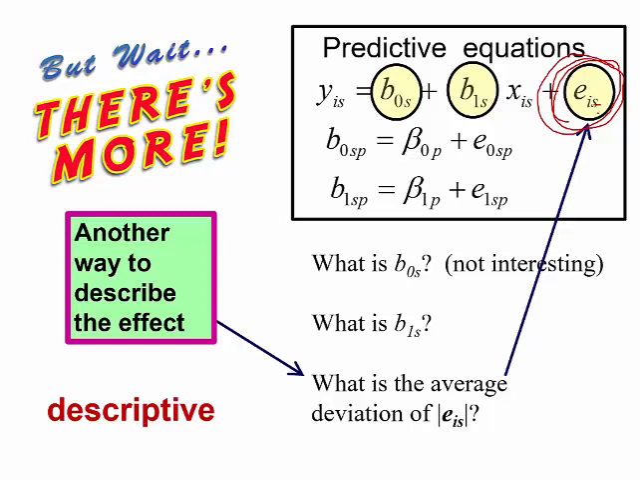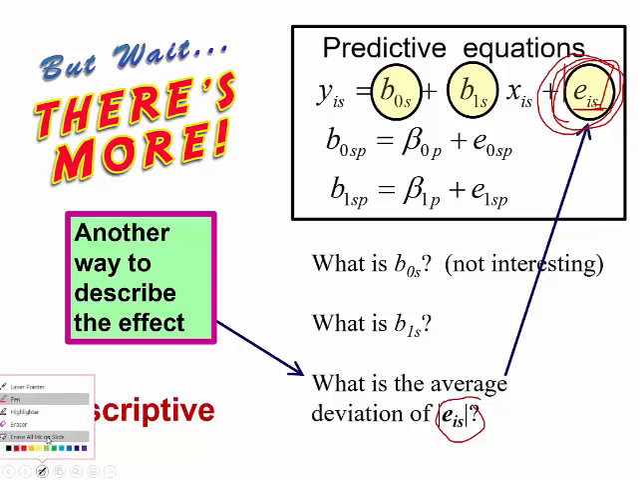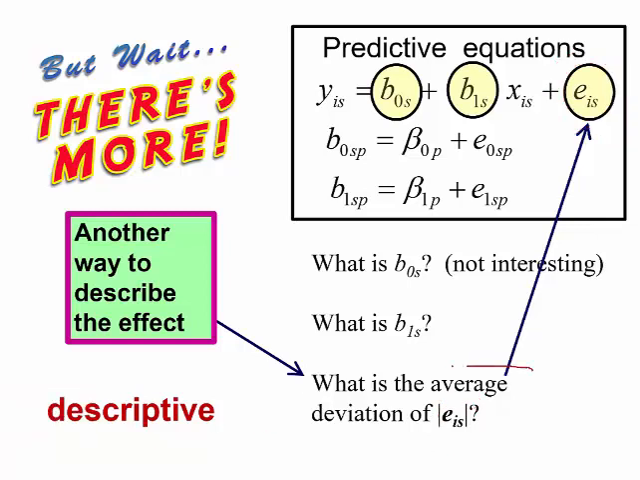This is the E_is: how far the observed score for individual i in sample s deviates from his or her predicted score. How far does observed deviate from predicted? The average size of those E's is how far on average the observed deviates from the predicted score. That's the average amount of mistake we make if I'm trying to use my equation to predict people's scores. Can you think about what we call that?